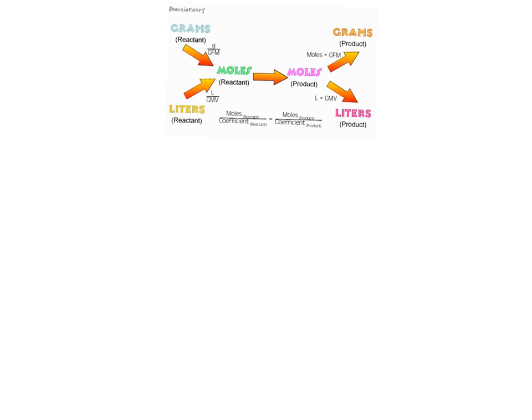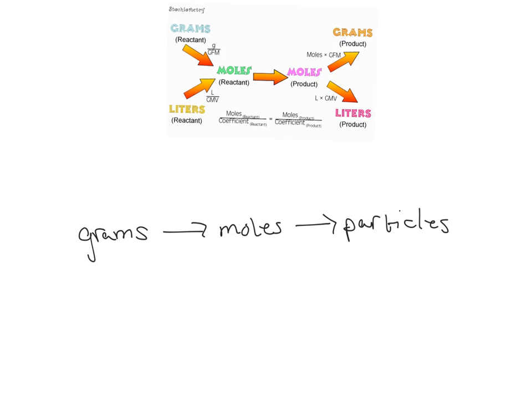Let's start with looking at how we were doing our conversions. We don't always start with grams, but we start with grams, then we convert to moles, and then we can convert to particles. Let's make this clear: I cannot convert grams to particles without converting to moles. The only way to get from grams to particles is at some point calculating moles. How do we do that?